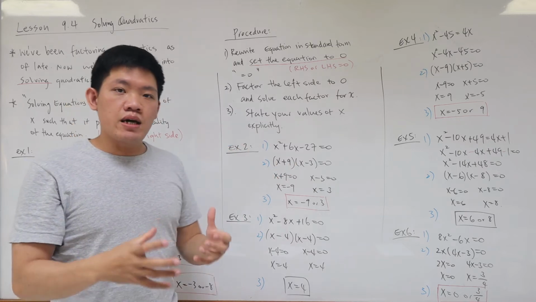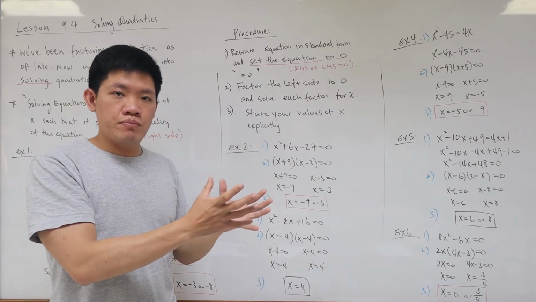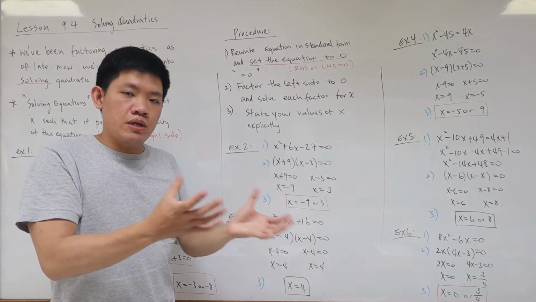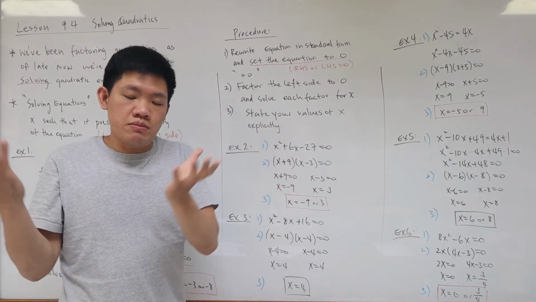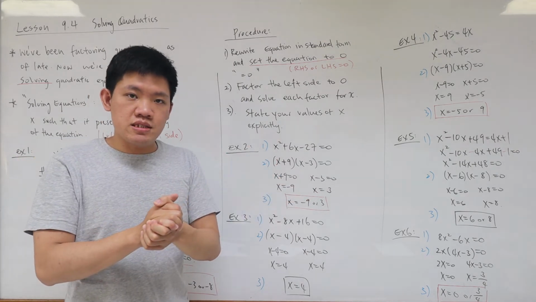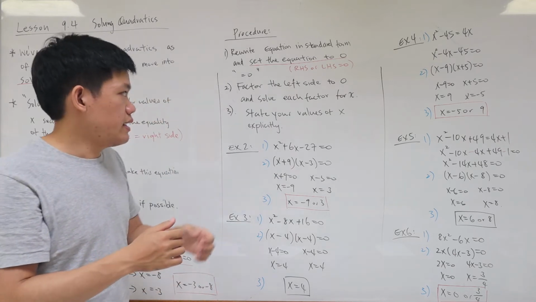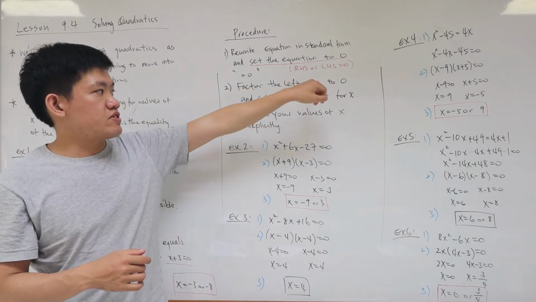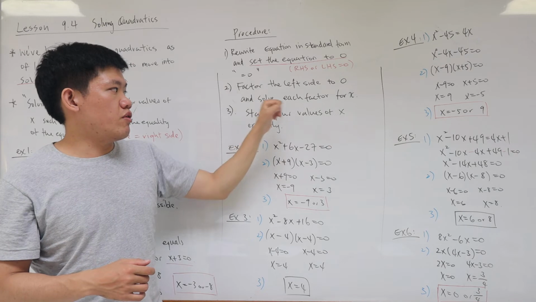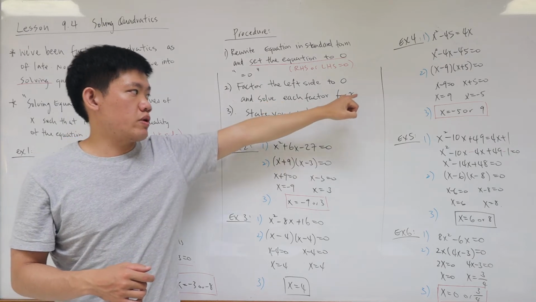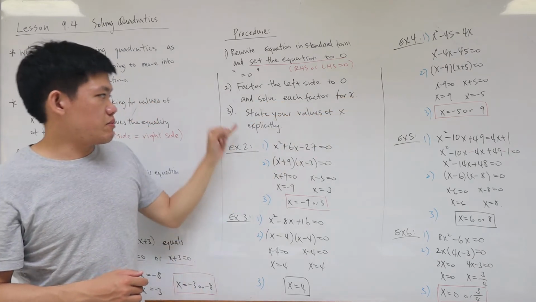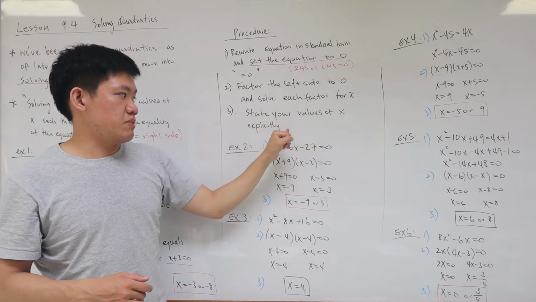Usually I leave the right side equal to 0 because I'm right-handed. I prefer it that way. But you can also do it on the left side. Left side equals 0, doesn't matter, as long as it's consistent, you'll be okay. Step number 2, factor the left side and solve each factor for x. Step number 3, state your values of x explicitly.